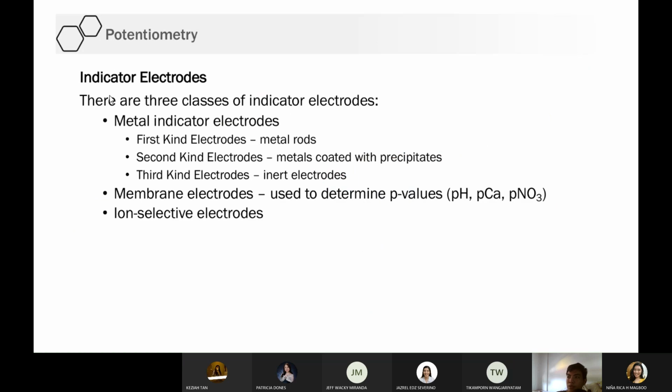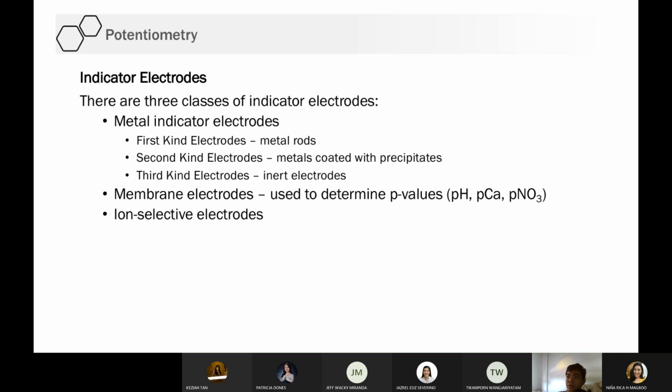Okay. So for indicating electrodes, there are three kinds of electrodes. You have the metal indicator, membrane electrodes, and the ion selective electrodes. Okay. So the name itself suggests that the metal indicators are used to determine metal ions. For membrane electrodes, these are used to determine the P values, such as the pH, the pCalcium, or the pNitrate. And then for ion selective electrodes, these are used to determine the concentration of specific ions.